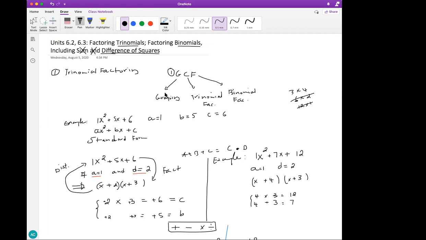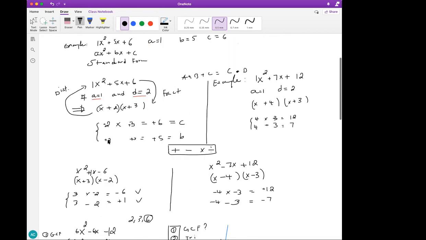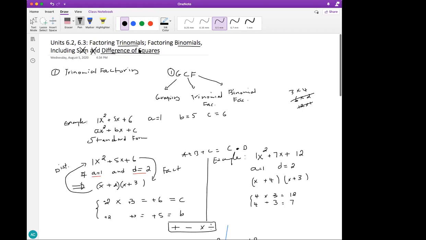No, we do not. Then which method do we need to use from here? Binomial. Obviously we have two terms, not grouping. And when you say binomial, we mean the difference of two squares. That means we have to have a minus in between, some square here, and some other square on the other side. If you have this, you can immediately write x minus y times x plus y.